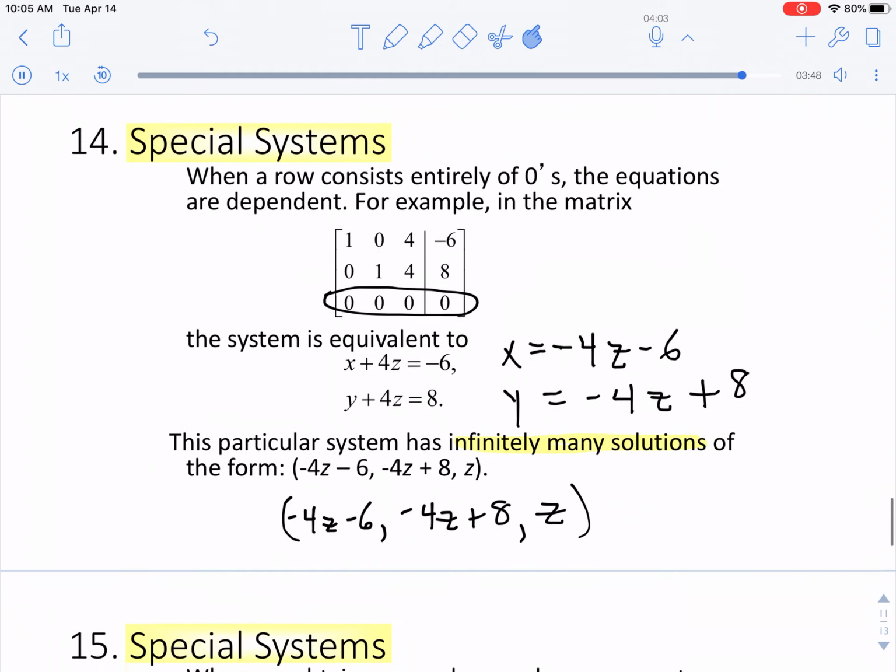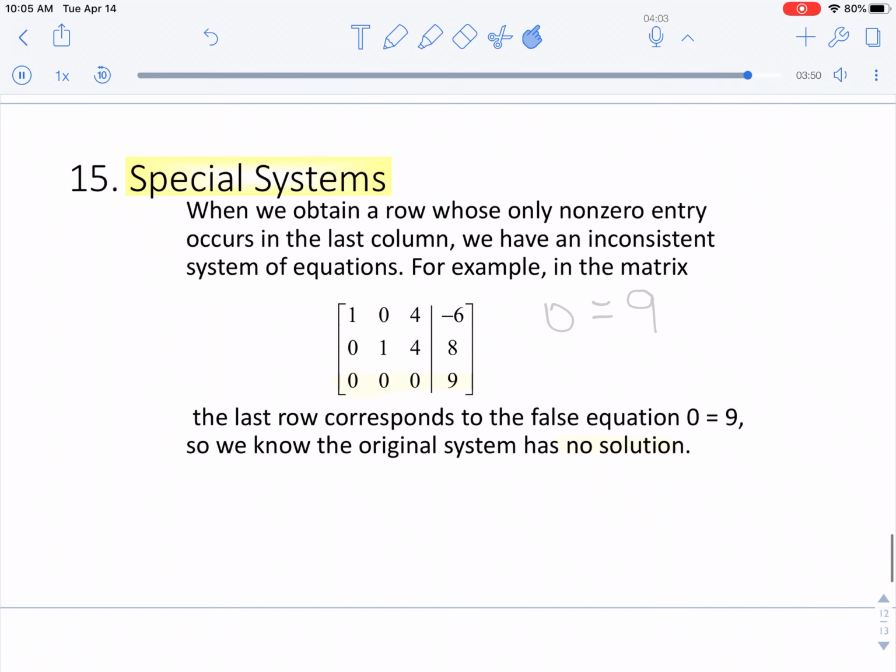And then the last example. Look at this bottom row. This bottom row is saying that 0 equals 9. When does 0 equal 9? Never. So this system has no solution.